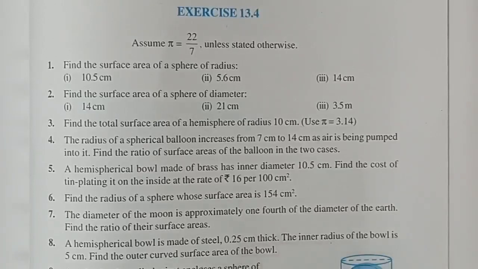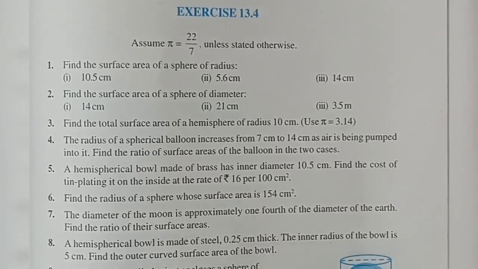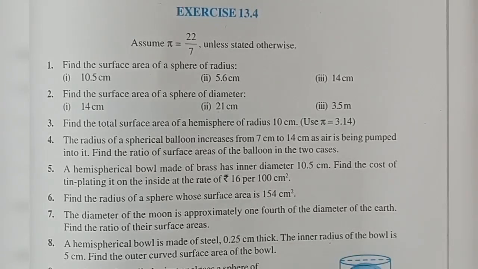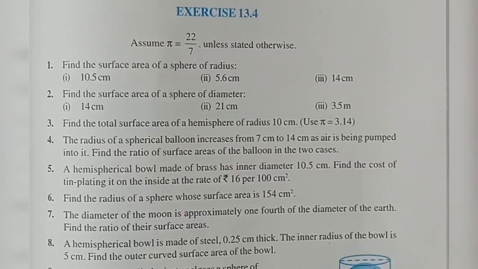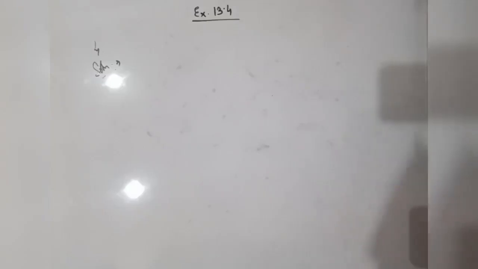Next, exercise 13.4, question number 4. The radius of a spherical balloon increases from 7 cm to 14 cm as air is being pumped into it. Find the ratio of surface areas of the balloon in the two cases. So exercise 13.4, question number 4, solution. In this question, we are asked to find the ratio of the surface area of a balloon whose radius is 7 cm to the same balloon when its radius becomes 14 cm as air is being pumped.